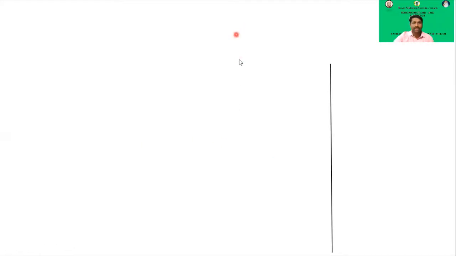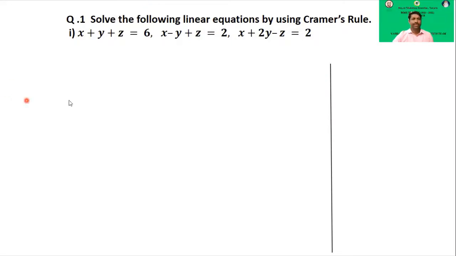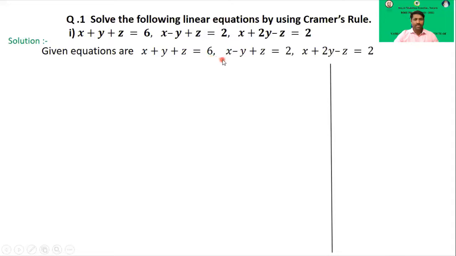So let us see an example. Solve the following linear equations by using Cramer's rule. These are three equations: x plus y plus z is equal to 6, x minus y plus z is equal to 2, and x plus 2y minus z is equal to 2. So there are three linear equations in three unknowns. Solution: given equations are x plus y plus z is equal to 6, x minus y plus z is equal to 2, and x plus 2y minus z is equal to 2.